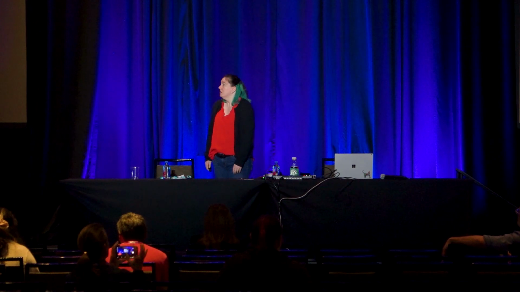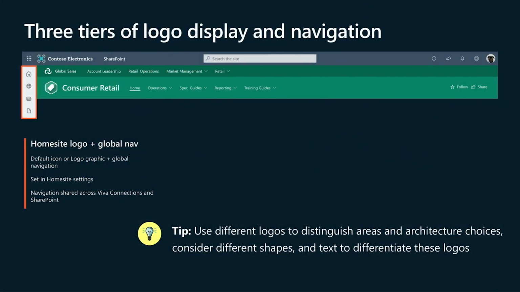So there are three core tiers in SharePoint. The first that you have is your home site logo or your global navigation. This goes into the SharePoint app bar down the left-hand side of every modern site. You can customize that logo so that it matches your home site, your tenant, whatever you're trying to express there with your organization. So it does cover that, and you can update that.